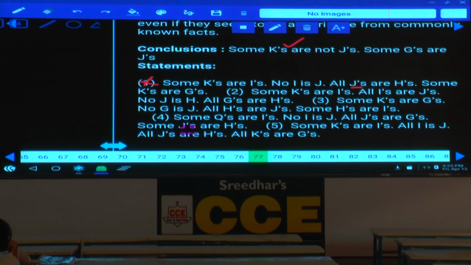Now in choice 2, no J is H. No J is H means J will stay as it is. The statement between H and K: is there any statement between H and K? No. Choice 2 is ruled out.